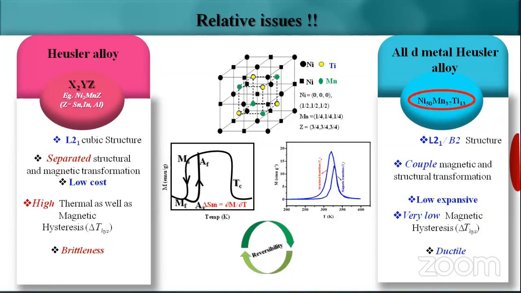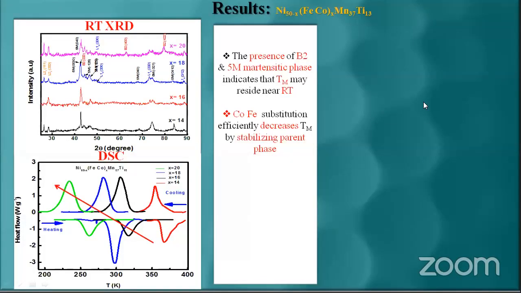So in the present work, nickel manganese titanium is our parent alloy, and this alloy is antiferromagnetic itself, and its transition temperature is nearly 600 Kelvin. So in order to tune the transition temperature to room temperature and turn the antiferromagnetic to a ferromagnetic state, we have substituted iron and cobalt simultaneously on the nickel side. Here the figure displays room temperature XRD data for all the samples.